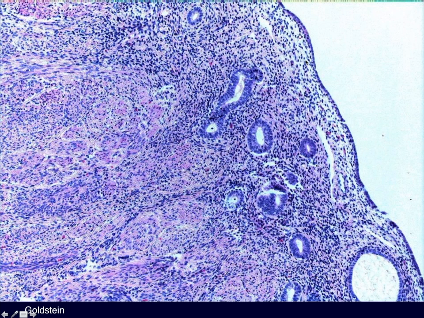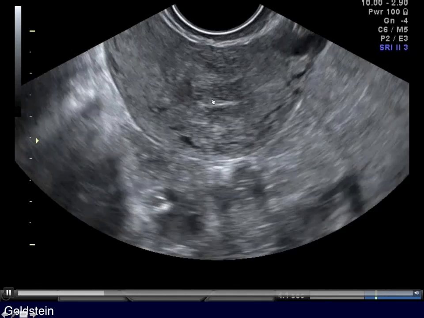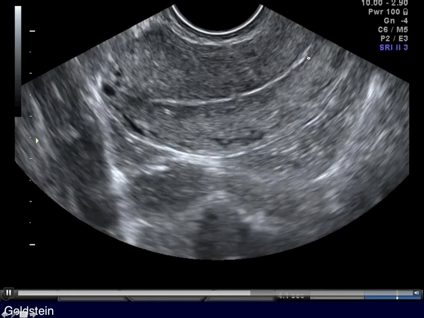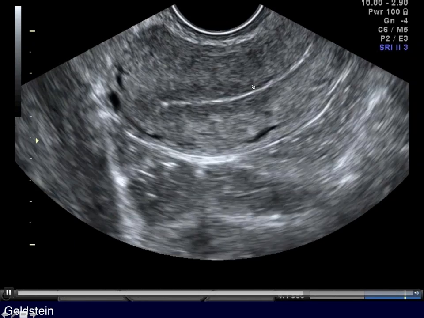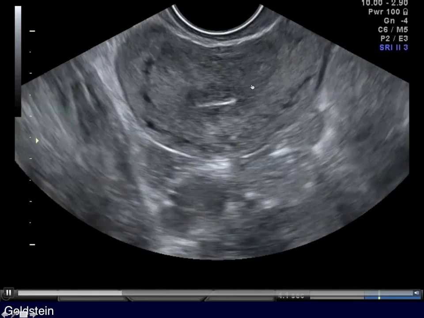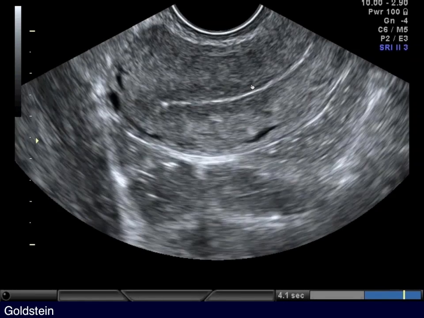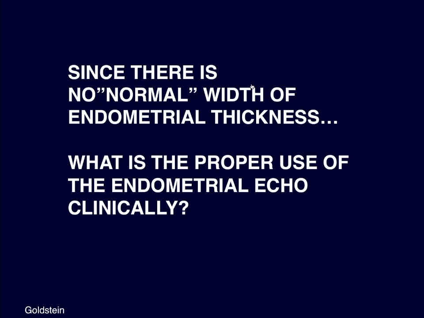And so if we look at this menopausal patient, there's basically a single layer of low cuboidal epithelium here, but there's really no development of the functionalis, no estrogen stimulation. And if we look at this sonographically, this thin white echogenic line is the interface between two sides of basalis, inactive endometrium.